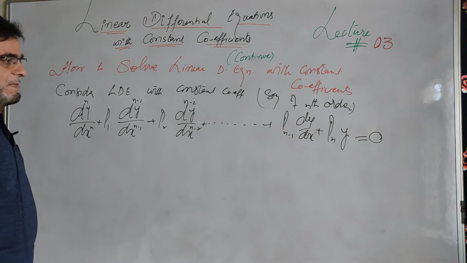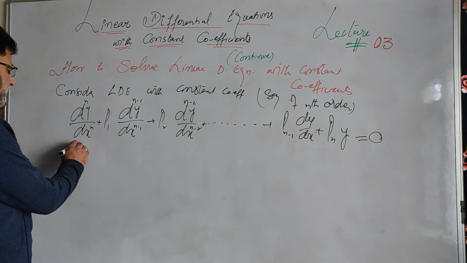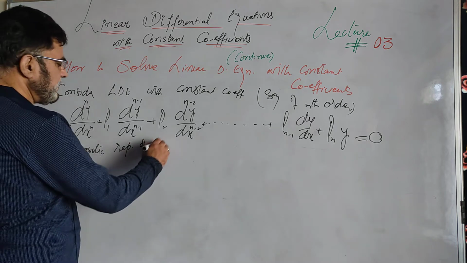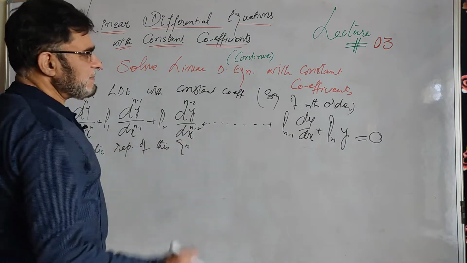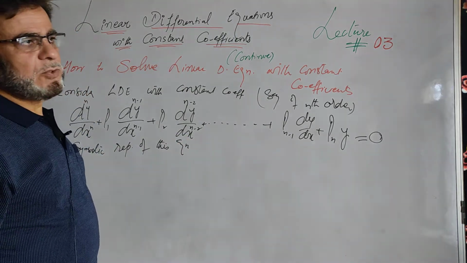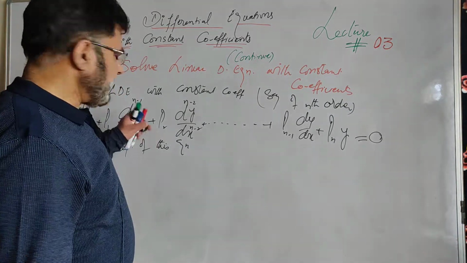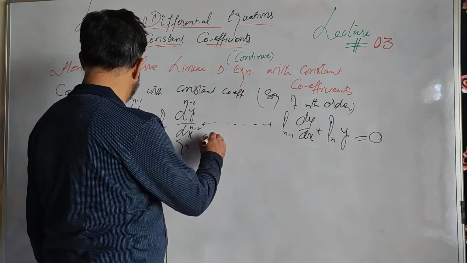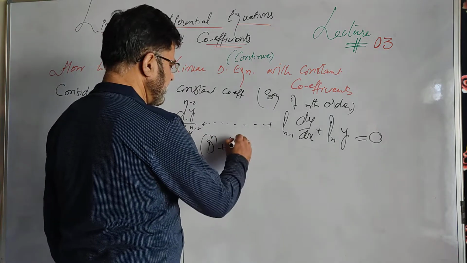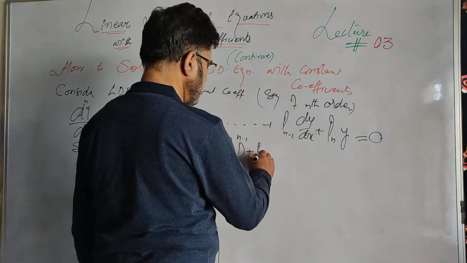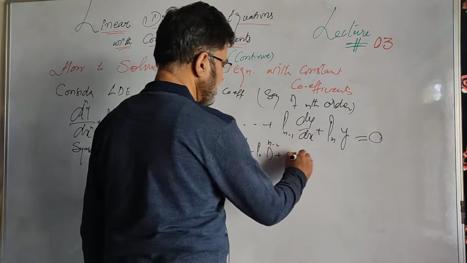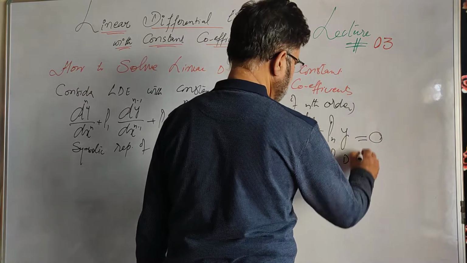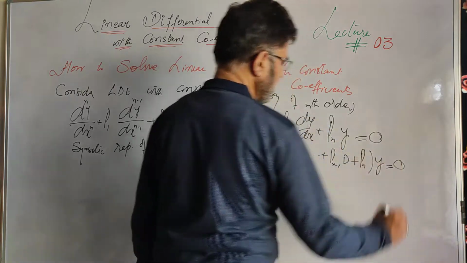You know what the symbolic representation of this equation is. That is why I am telling you to go to lecture number 2; there you will get the symbolic representation. I can now write it in short form: D^n plus p1 D^(n-1) plus p2 D^(n-2) plus and so on, up to p_(n-1) D, plus p_n, operating on y is equal to 0.